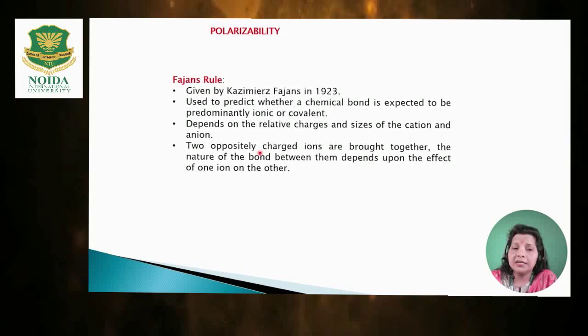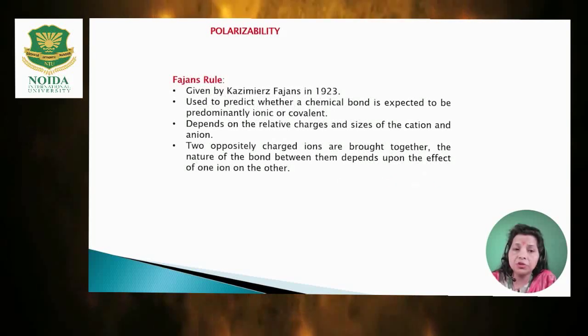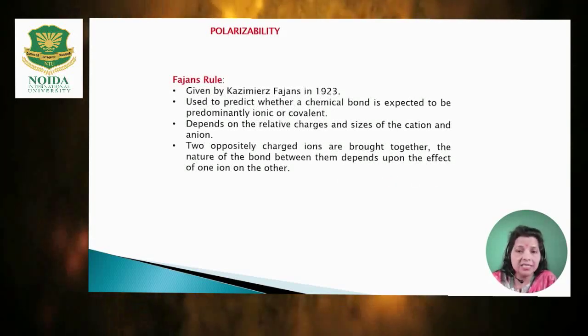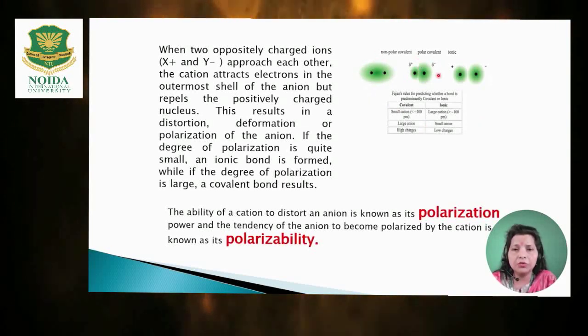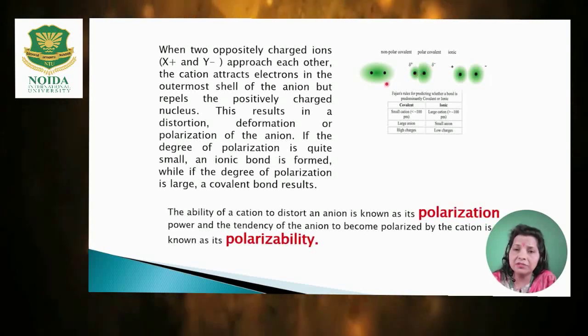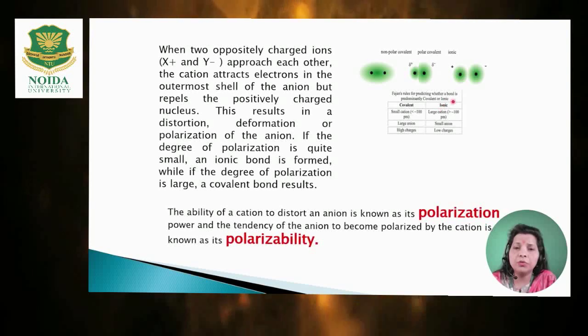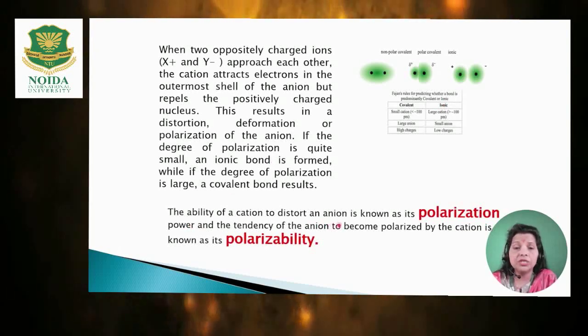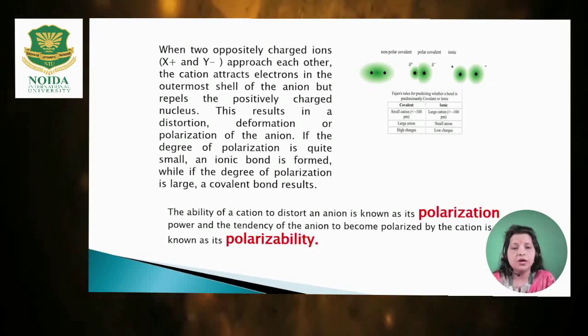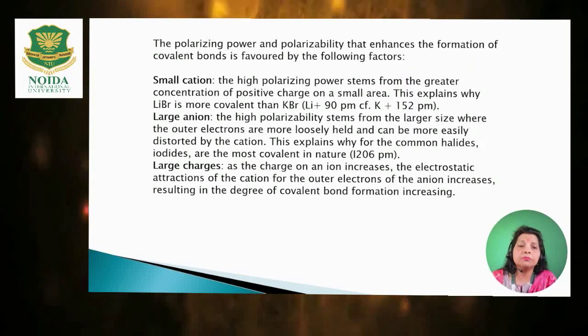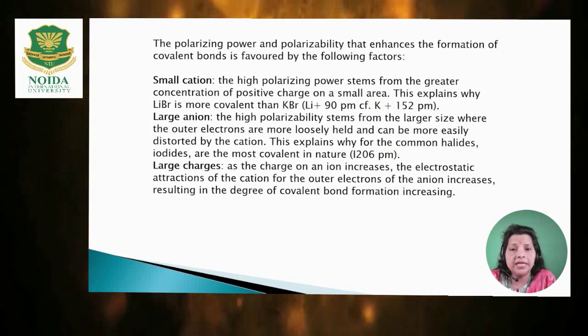Right. When we bring two oppositely charged ions close, the nature of the bond between them depends upon the effect of one ion on the other ion, that is the polarizability. Here you can see this is the normal non-polar covalent molecule, this is a polar covalent molecule. Now due to the presence of this, it is converting into this, so it is converting into a polar molecule. So the ability of a cation to distort an anion is known as polarization power, and the tendency of the anion to become polarized by the cation is known as its polarizability, right? The polarizing power and the polarizability that enhance the formation of covalent bond are favored by the following factors.